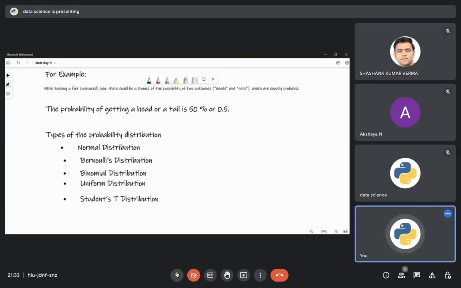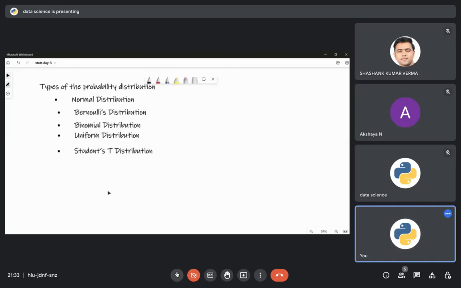Next is Poisson distribution. These are the different types of probability distribution functions that help us derive the probability of coming outcomes in different modes. We'll talk about all those probability distribution functions one by one in the coming sessions.